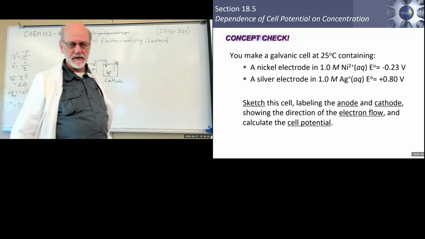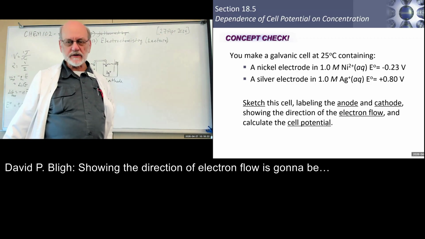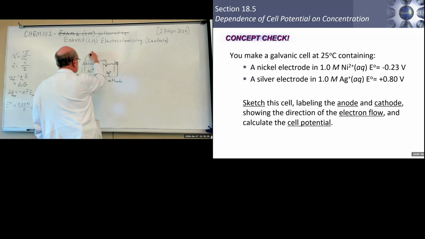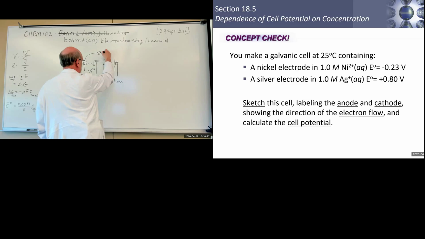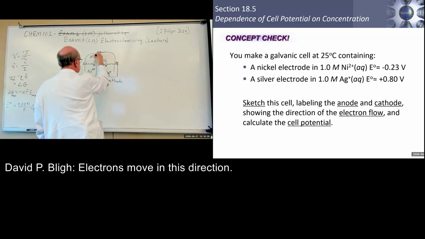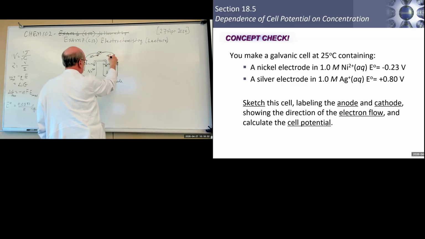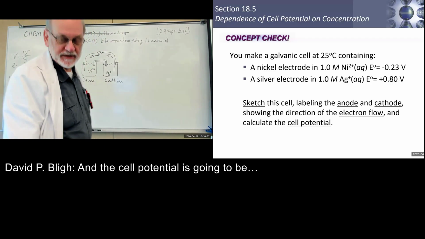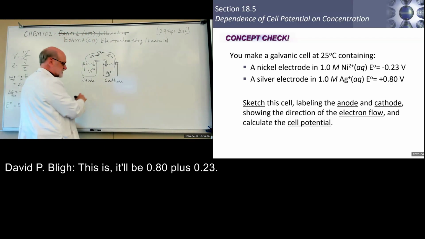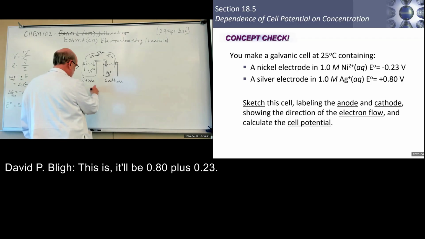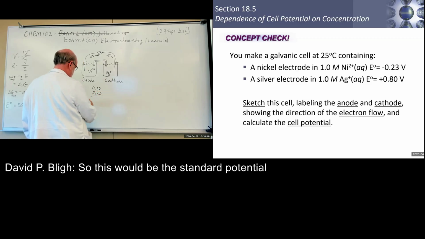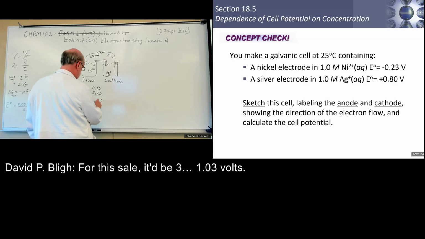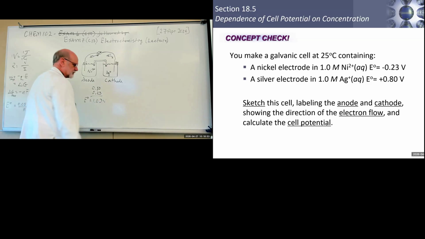Okay. Showing the direction of electron flow, electrons move in this direction, like that. And the cell potential is going to be 0.80 plus 0.23. So the standard potential for this cell would be 1.03 volts.